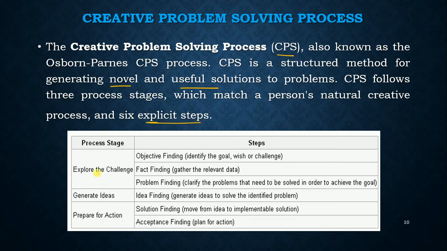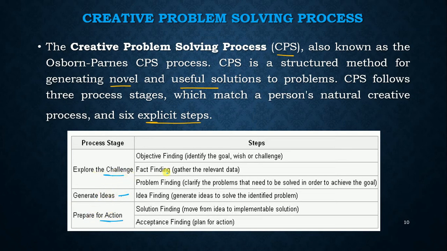Now what are the processes involved in creative problem solving? Explore the challenge, generate ideas, and prepare for action. These are the three steps which are included.